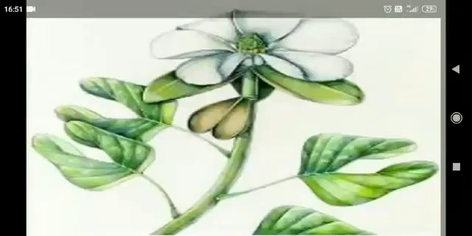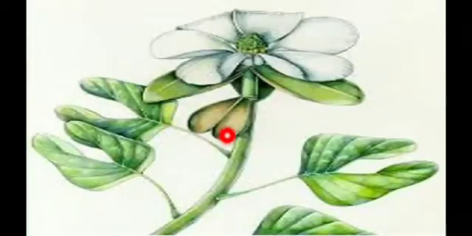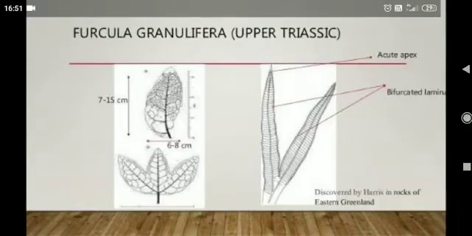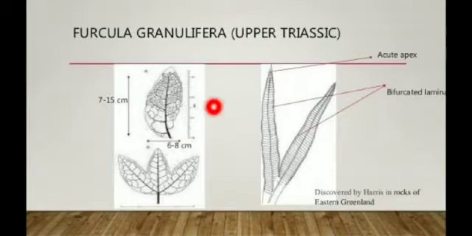Next one is the continuation of the fossil gymnosperms, Lepidodendron. So this one is the Lepidodendron. And next is the fossil angiosperms, Ericanthus. So this is the Ericanthus. And next is the Furcula. So Furcula is the next fossil angiosperm. So these are the fossil representatives of different plant groups.